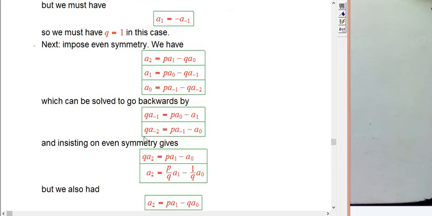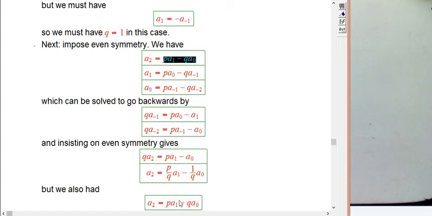Okay, QA minus 2 is supposed to be the same as QA2, and A minus 1 is supposed to be the same as A1, so we get that QA2 is PA1 minus A0. Okay, that's a different statement about A2 than this recursion up here. And now I'm going to divide by Q. It tells us A2 had better be this as well as this.